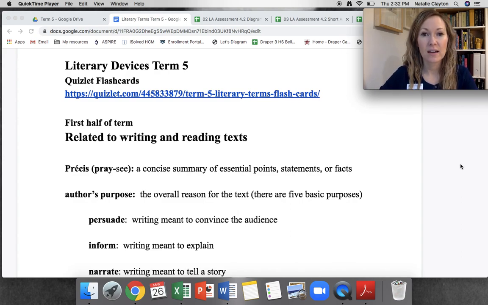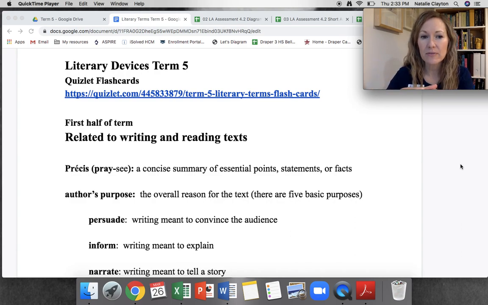I created a Quizlet for you to study these flashcards. Remember, we are just adding to our list of lit terms. So we have terms 1, 2, and 4 all under our belt, and we know these. And now we have a new list of lit terms, so we're going to be studying those. So literary devices for term 5 come in two sections. You have a Quizlet that you can go and study. I put them all there.